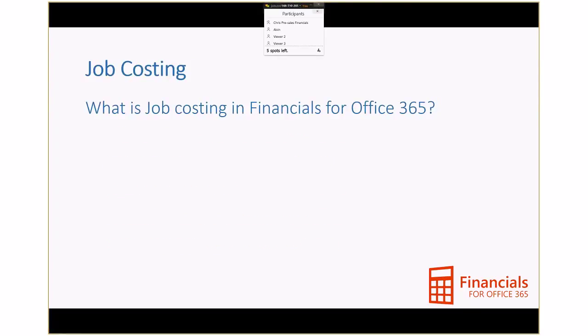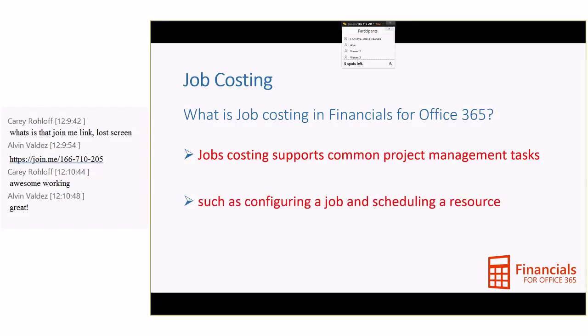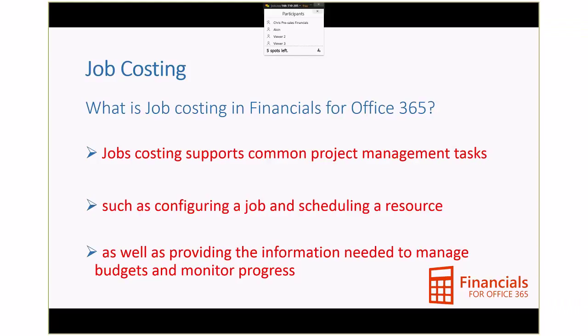So what is job costing in Financials for Office 365? Job costing supports common project management tasks, such as configuring a job and scheduling a resource within a job, as well as providing the information to manage budgets and monitor progress. So the jobs area in Financials for Office 365 supports common project management tasks. With the jobs feature, you can manage long-term projects that involve the use of man hours, machine hours, inventory items, as well as other types of usage, general ledger expenses, and then these are all items that you want to track and essentially track the usage of.